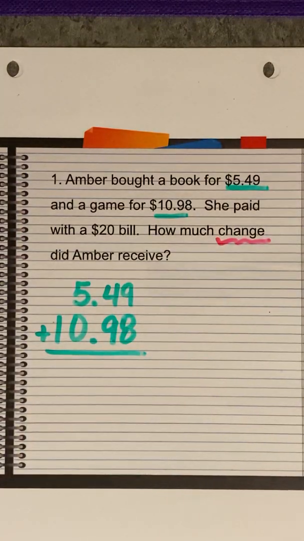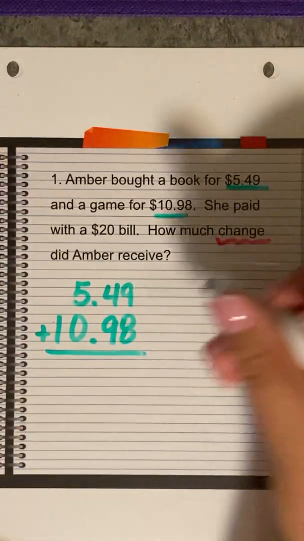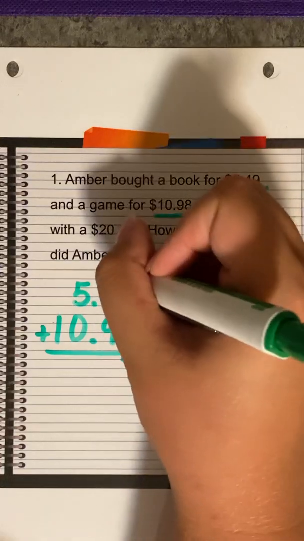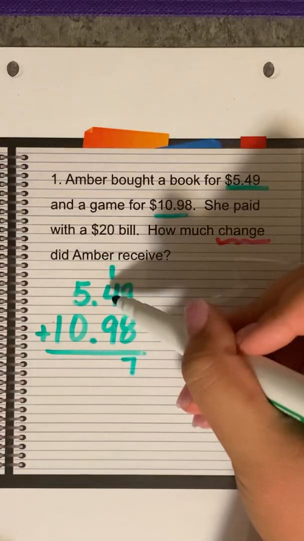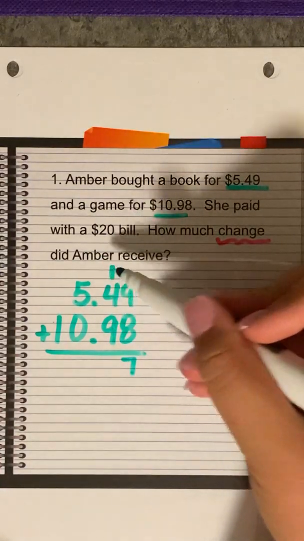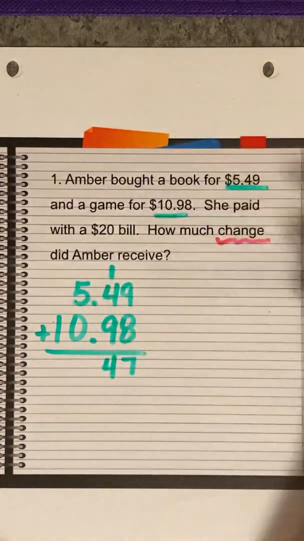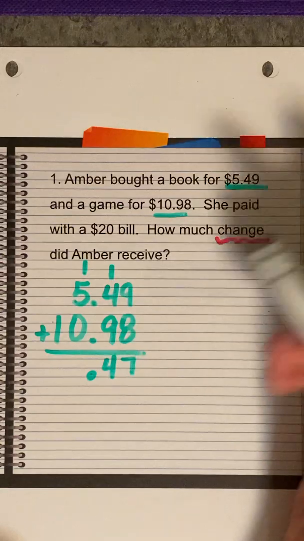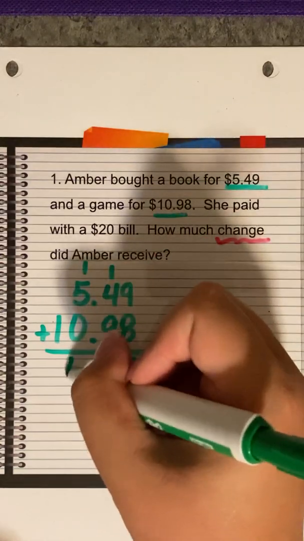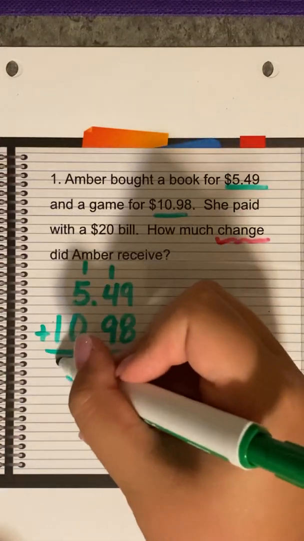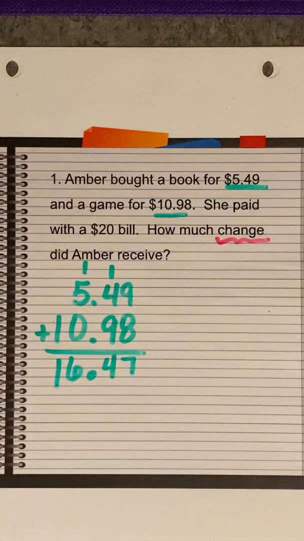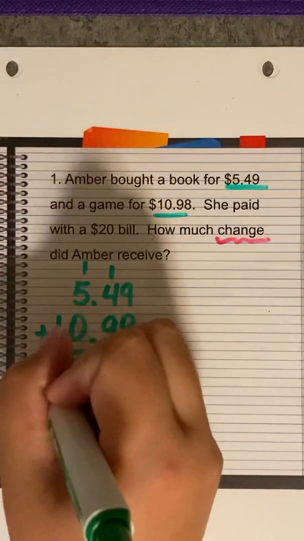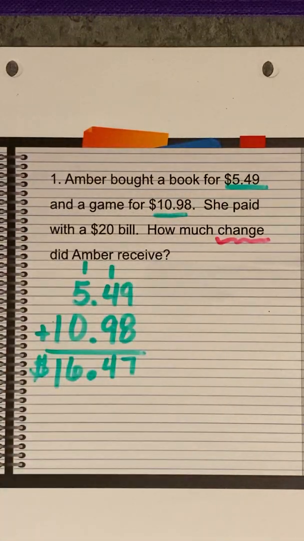So when we add them, we have 9 plus 8 is going to be 17. 9 plus 4 is 13. Plus 1 is going to be 14. Drop that decimal. 5 plus 1, 6. 1 plus 0 is 1. So she spent $16.47. That was her total.